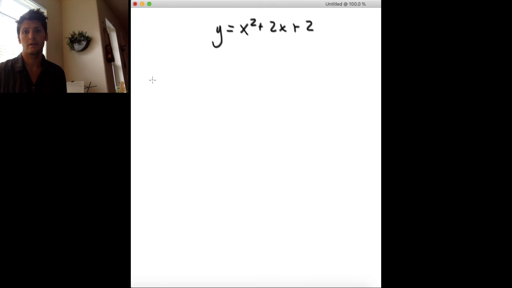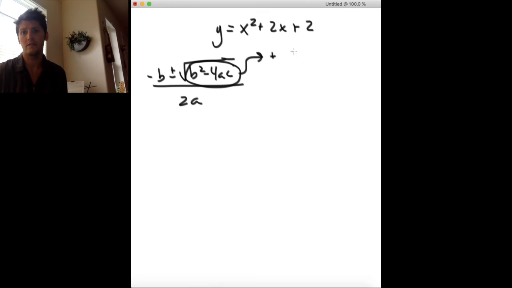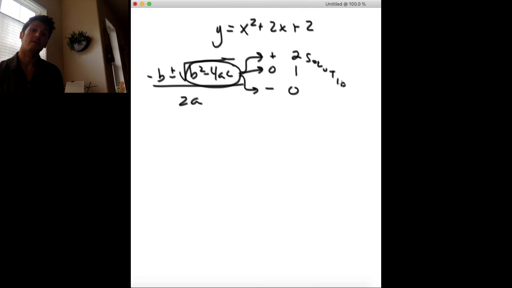The quadratic formula looks like this, all over 2a. And we're talking about this piece. So if this piece is positive, 2 solutions. If this piece is 0, there is 1 solution. If this piece is negative, there's 0 solutions. Okay. So why is that the case?